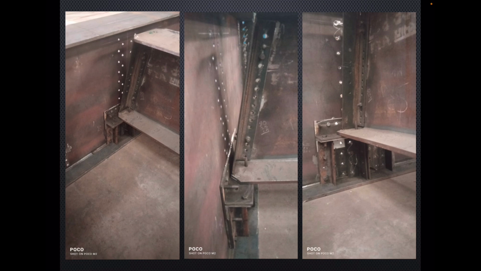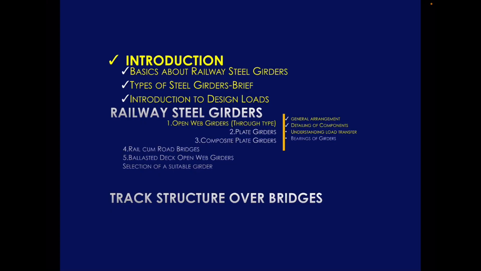Okay. So I hope with the help of these photographs, you must have understood how we take care of expansion and contractions, typically providing this expansion hole arrangement in our open web girder on every alternate panel. So this was all about detailing of components. So far for open web girders through type, we have finished general arrangement, we have finished detailing of components. Now let's understand how load transfer takes place. So let's move on to the next lecture. Thank you.